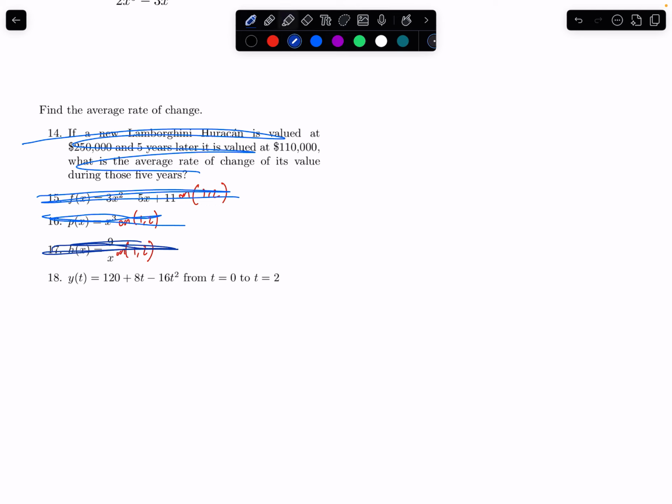Okay. Last question. It's number 18. So I've got this function y of t. This looks like a physics equation for something like an object that's falling, or that's shot to the sky, because this negative 16t squared looks like an acceleration to me. Anyways, so you've got this thing, right?